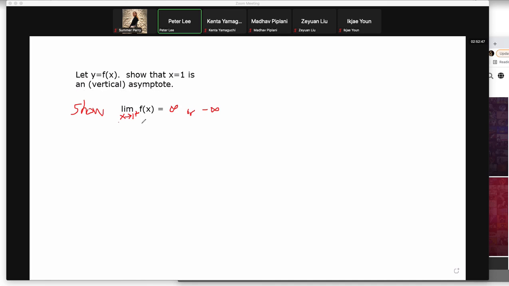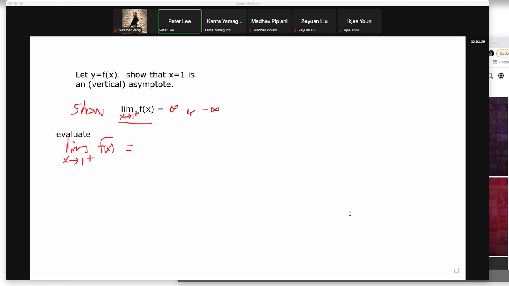So how do you show this? The way you show this, you start with this limit here. Don't just write infinity or minus infinity, but you have to write the limit of f of x as x approaches 1 plus. And then you actually evaluate this limit, and hopefully this limit will become infinity or minus infinity. You have to evaluate this, not just write infinity or minus infinity. You have to actually solve and get the value of this limit. Get that? So that's how we show it.